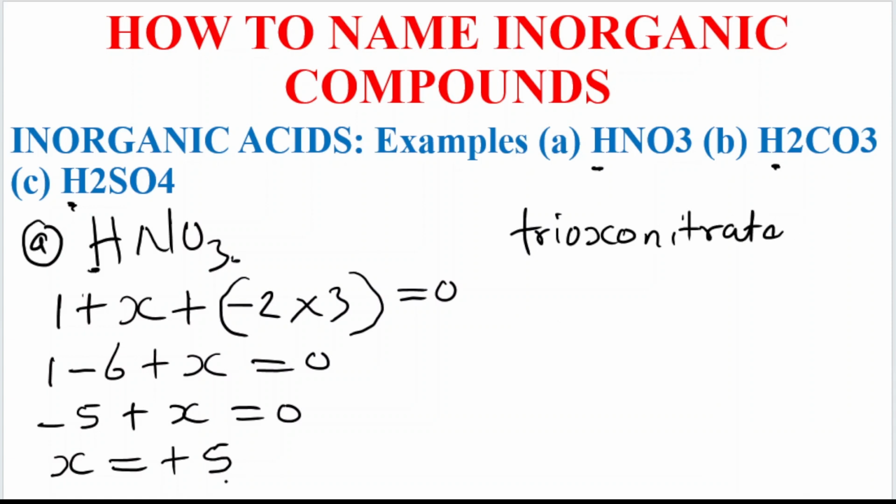Trioxonitrate. Look at what we got here. 5. Trioxonitrate 5 acid. Okay. We started from the back. Trioxo, because of oxygen, nitrate, nitrogen, 5 acid. Have you seen it? Okay.